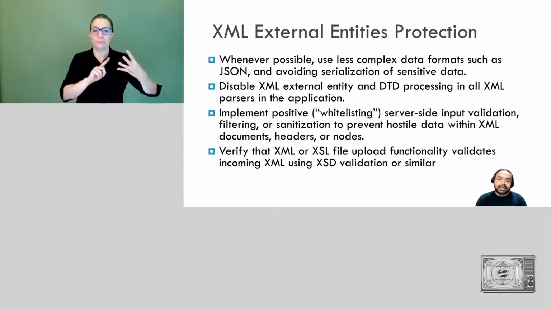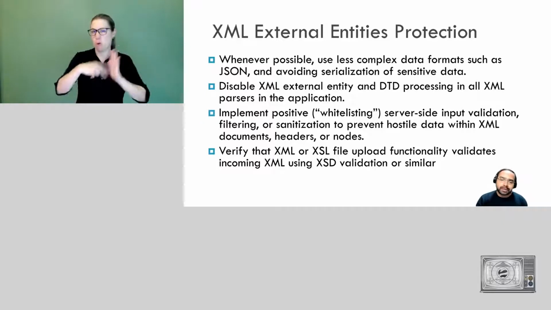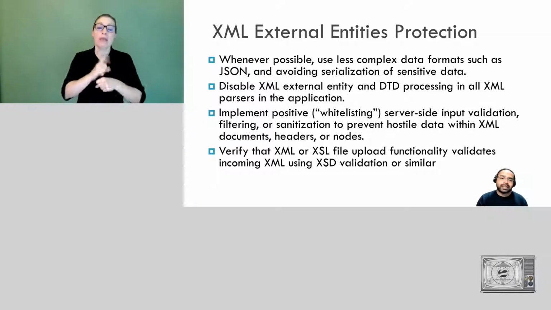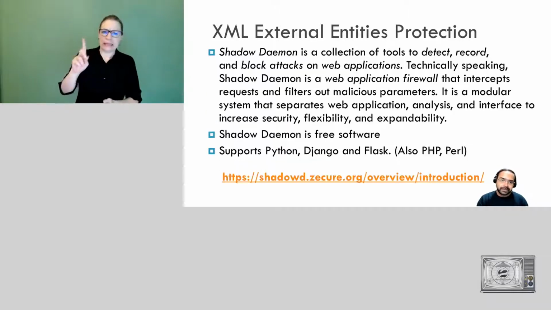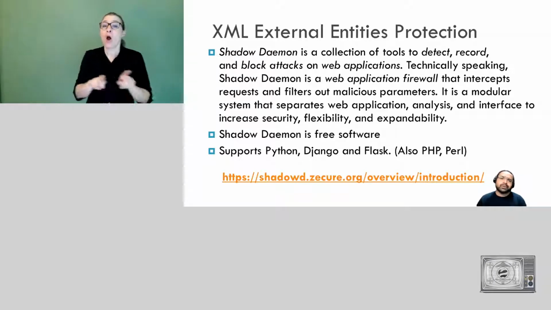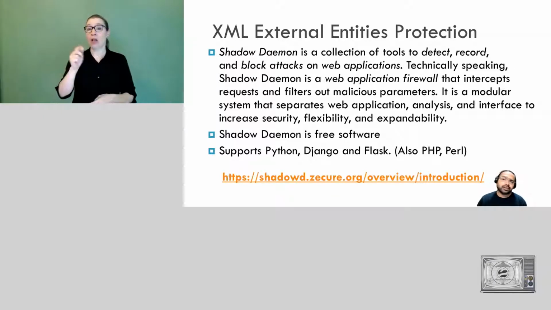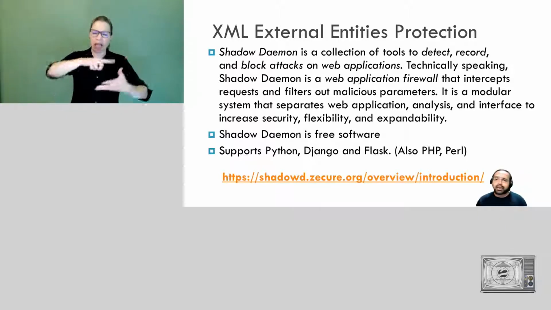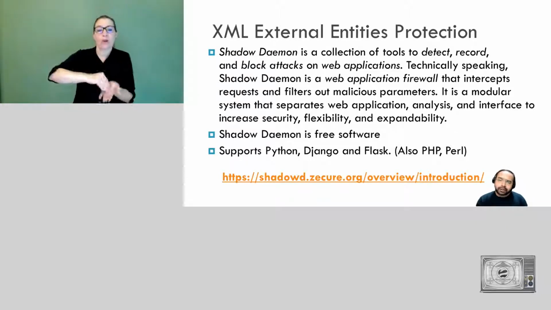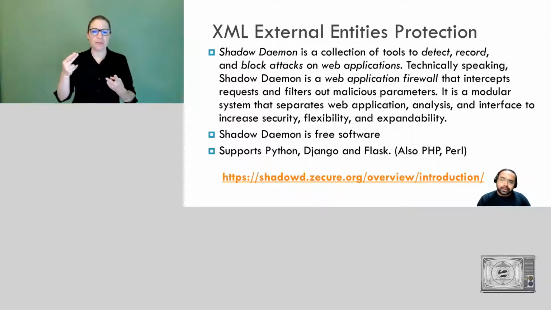Then you can use XML, XSL, XSD and DTD validators to ensure that you are conforming to the rules of the language and the rules of the application's DTD file or XSD file. Then you can also use a tool called Shadow Daemon, which is a collection of tools to detect, record, and block attacks on the web application. It's free software. It supports the Python language and its frameworks such as Django and Flask. Then it also supports PHP and Perl languages.